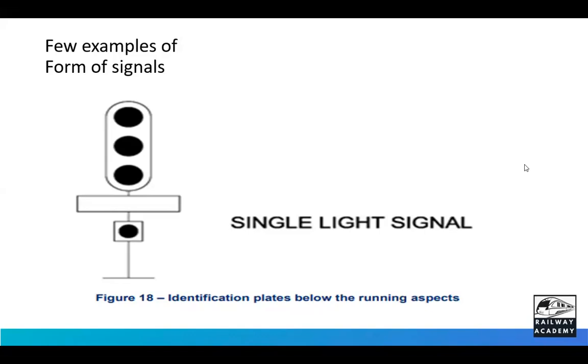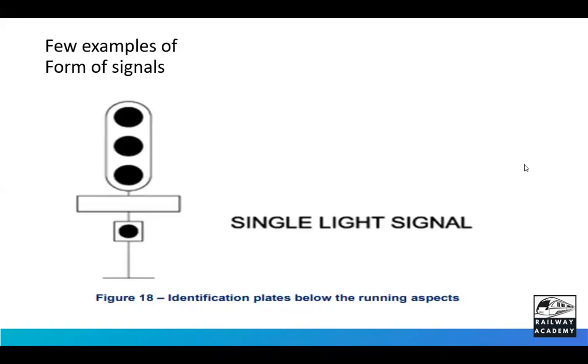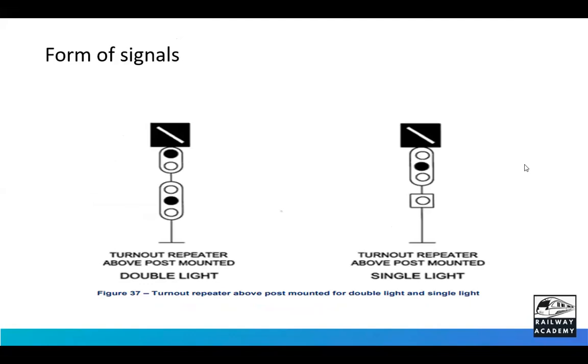Single light means only one head, the main head. Double light means you will have 2 main heads. At that time, the bottom miniature red light will not be there. Now they have shown a double light and a single light signal separately, and with a turnout repeater, which shows that the next signal has got a turnout signal, which is given for you to go on the turnout. So for a turnout also, you have got a separate signal called the turnout signal. And if it is not visible, they have a repeater for that, which is shown separately here for a double head signal and for a single head signal.